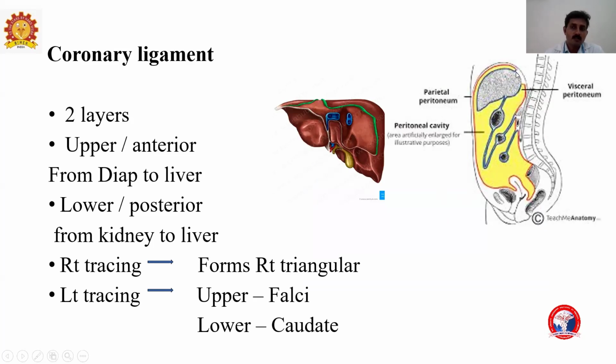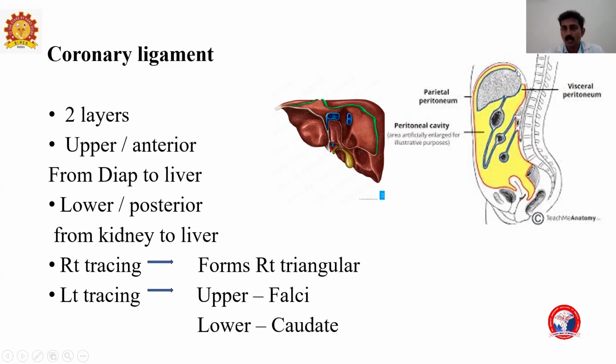We have 2 layers, or we can divide them into an upper coronary ligament and lower. You look at this picture, this is a peritoneal reflection. Now this peritoneal reflection is coming from here onto the undersurface of the diaphragm, then it is reflected back to the superior surface of liver. At this point, this ligament is called the upper coronary ligament or anterior coronary ligament.